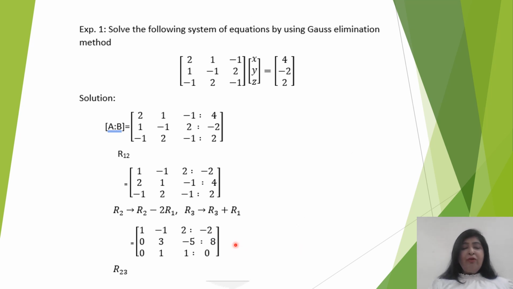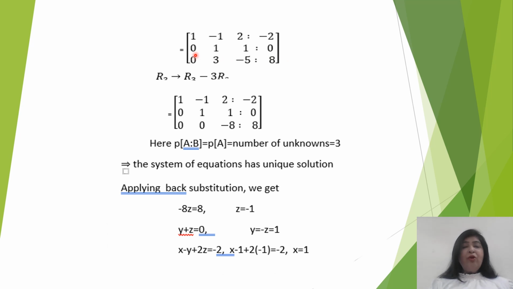Now with the help of this entry, I have to make this entry 0 so that it gets reduced to the upper triangular form. So I will apply R23. In R23, this 1 gets shifted over here and 3 gets shifted over here. So we will get 1 minus 1 2 minus 2, 0 1 1 0, 0 3 minus 5 and 8. Then I apply R3 minus 3R2. So it will give me 0 over here.